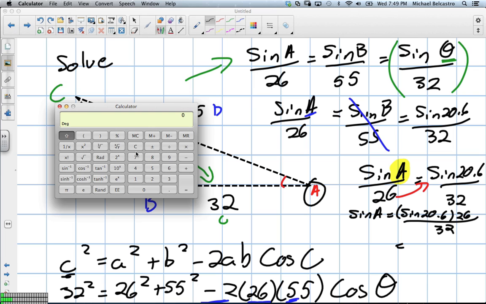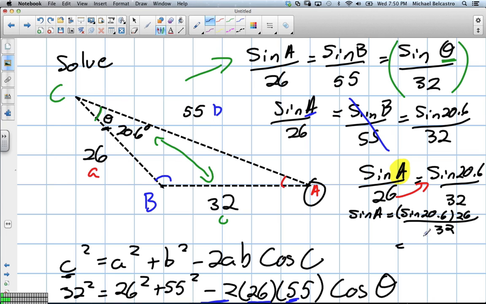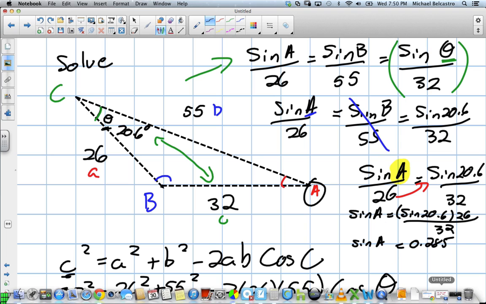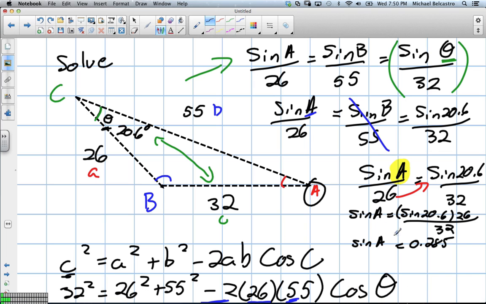So let's clear this. 20.6 sine gives us that value times 26 divide 32, 0.285, let's say. 0.285 is equal to sine A. And how do I get A by itself? What will I need to do? Yeah. So it becomes sine inverse.